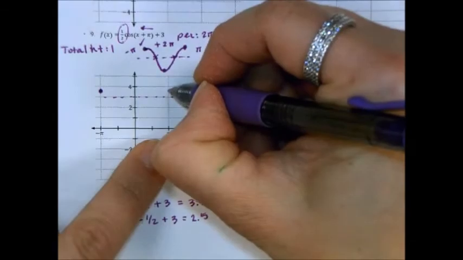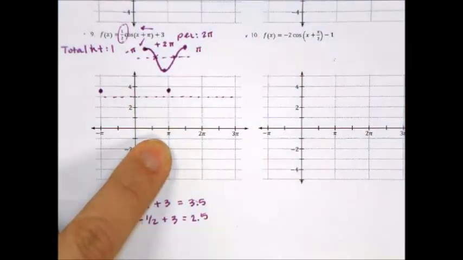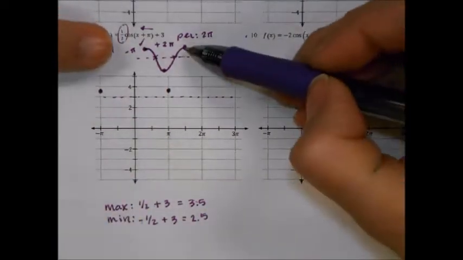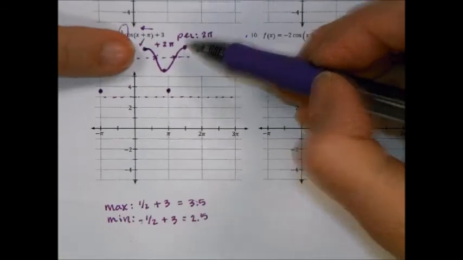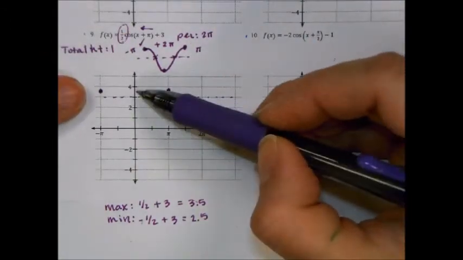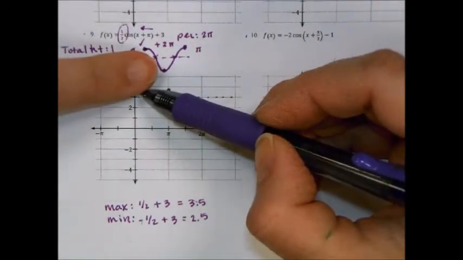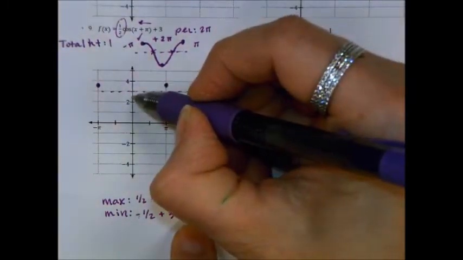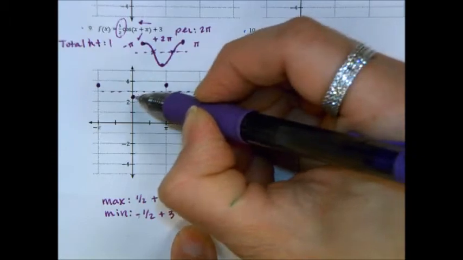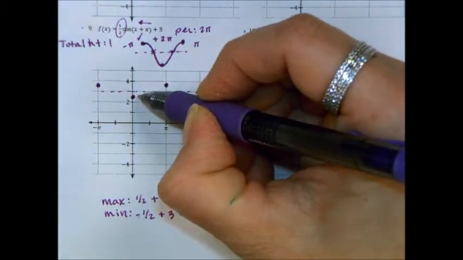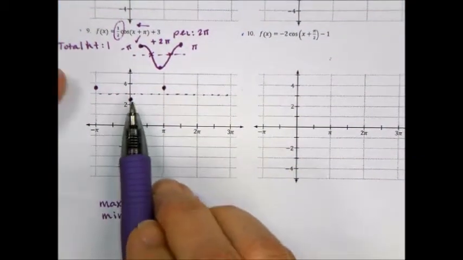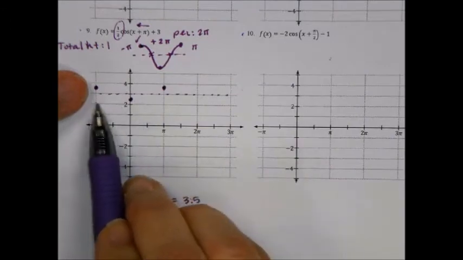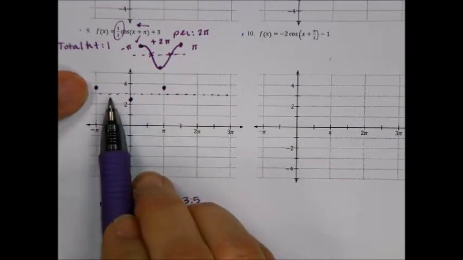Right in the middle of those 2 points, so in the middle of these 2 points is your y-axis, we should have our minimum. So my minimum is 2.5 right here. And then we just keep dividing the space in half. So right in between negative pi and 0 is negative pi over 2. We should be on the equilibrium, y equals 3.